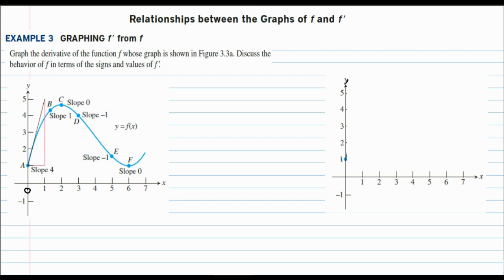So speaking of graphs of f and f prime, we're going to graph f prime from the graph of f. Our directions say graph the derivative of the function f, whose graph is shown in this figure. Discuss the behavior of f in terms of the signs and values of f prime. Well, one thing at a time. Let's graph the derivative first.